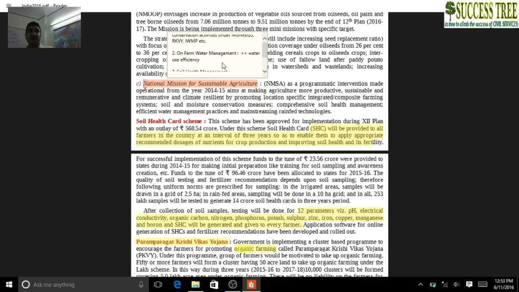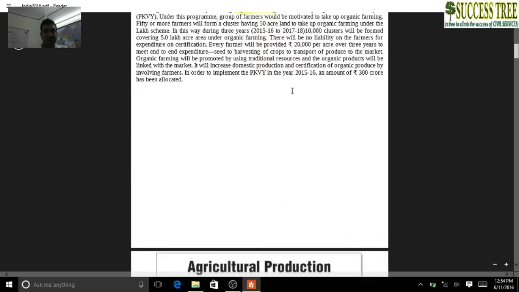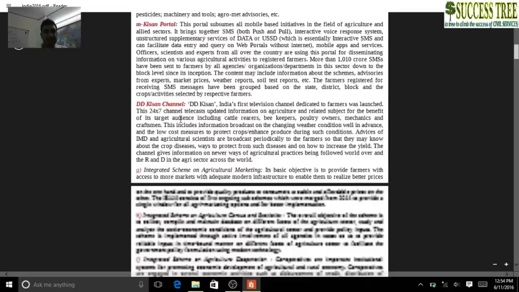Second one is on-farm water management. So that is to enhance water use efficiency. Then third one, soil health management. Fourth one, climate change and sustainable agriculture, monitoring, modeling and networking. So these are parts of this.